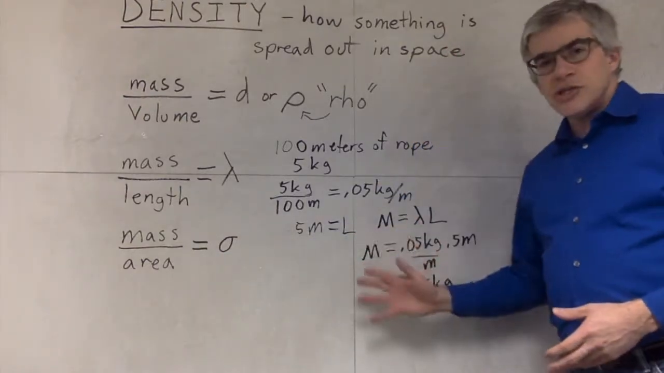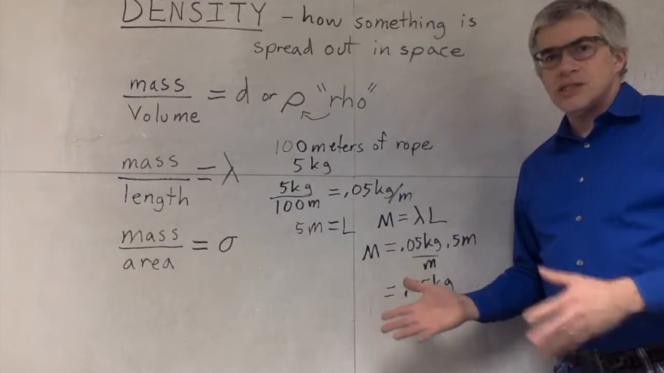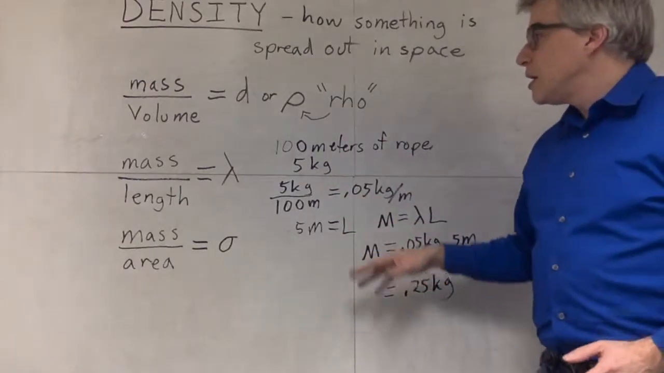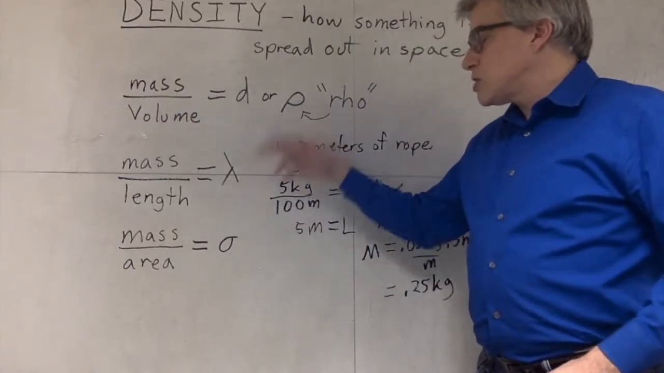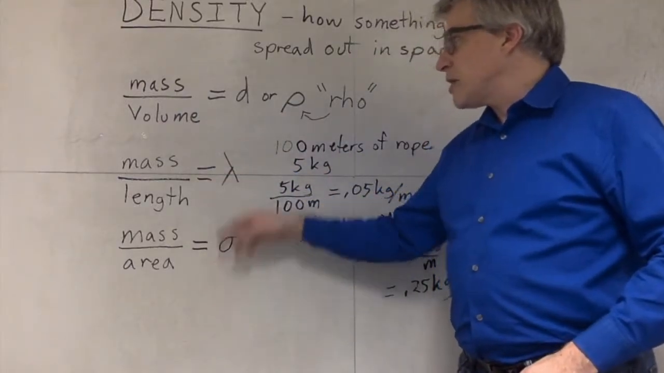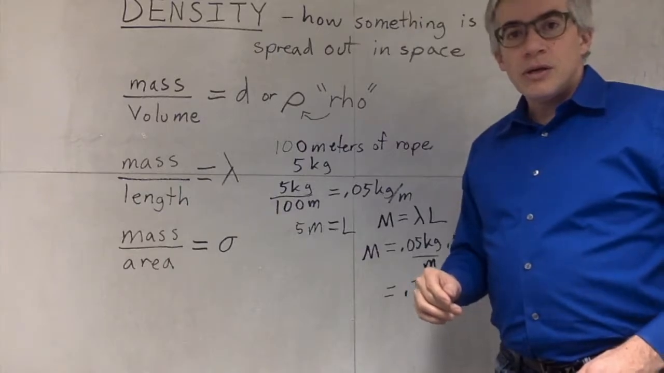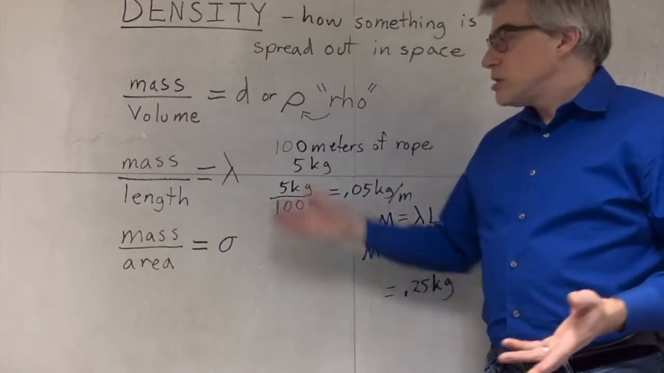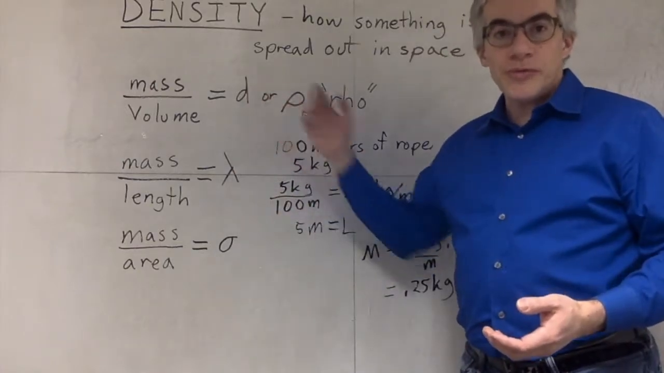So these calculations are not hard at all. It's just about as simple as a unit conversion. You just need to know that they're out there. Lambda, sigma, and rho stand for mass per length, mass per area, and mass per volume. So density, in terms of mass, how it's spread out, could be spread out in 1, 2, or 3 dimensions.